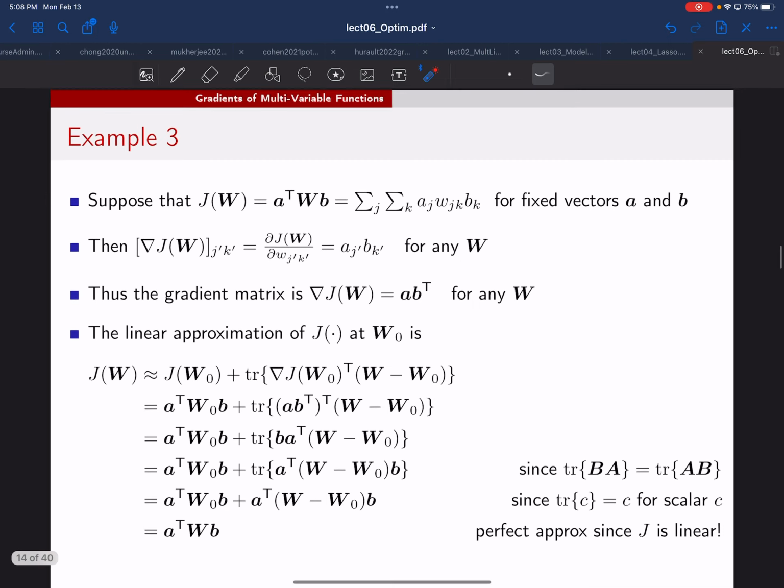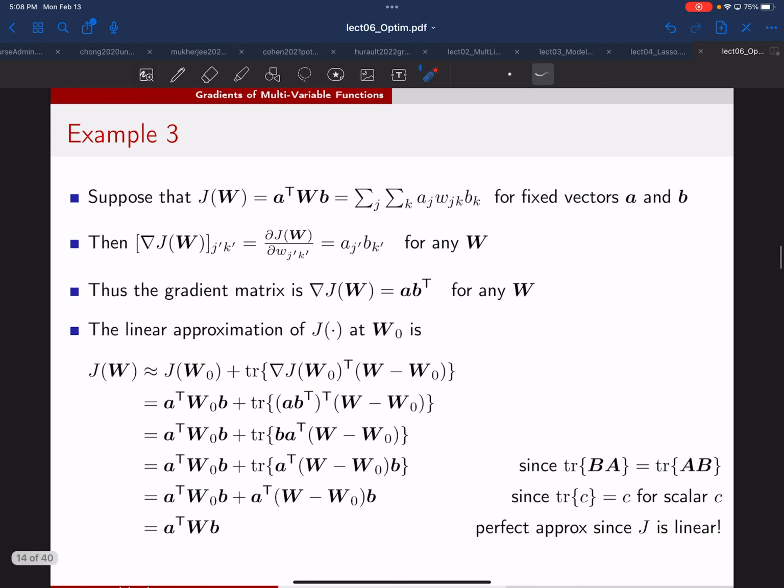All right, and let's just quickly do this. So imagine that we start with this function of the W vector. So we're going to think about A and B as some fixed vectors. So we have A transpose times W times B, so this is going to give us a scalar. All right, it's important that this is a scalar for us. And our function J is going to be parameterized by W. So we're interested in taking a gradient of this J with respect to W. So let's see what happens if we do this.